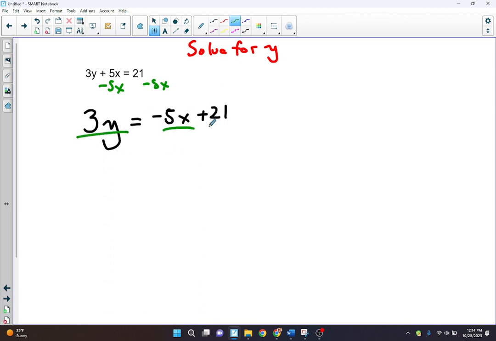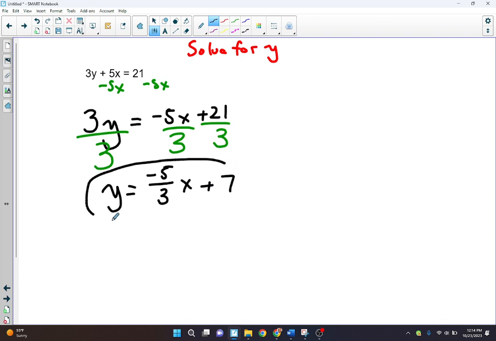Then I'm forced to get the 3 away, so I divide by 3. When you divide or multiply anything, you must distribute. So this gets divided by 3, this gets divided by 3. So y equals negative 5 over 3 x. We just leave it as a fraction. Plus 21 divided by 3, 7.